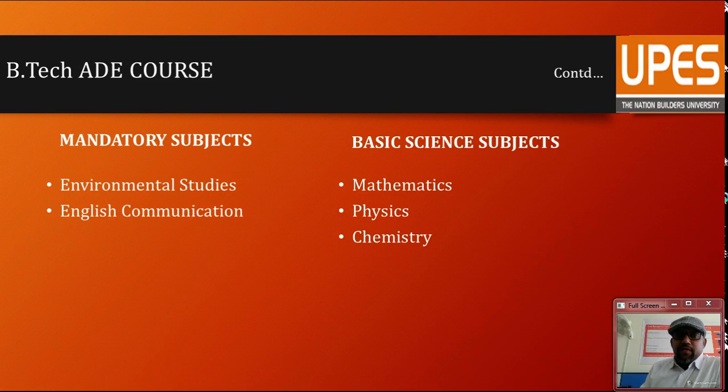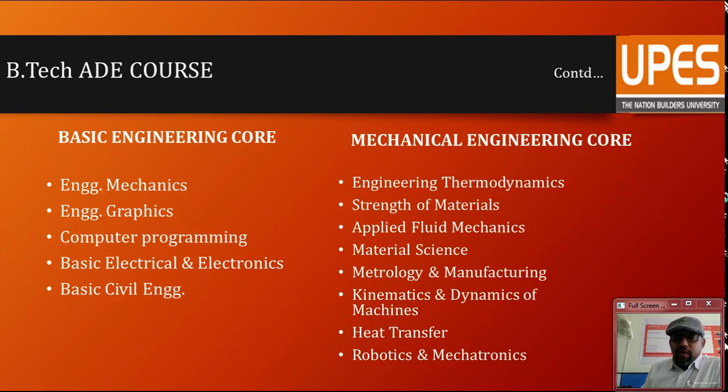The mandatory subjects, as per UGC norms, are environmental studies and English communication. This is very important to understand. And basic science like mathematics, physics, and chemistry. Basic engineering core is engineering graphics, mechanics, computer programming, basic electrical and electronics, basic civil engineering. Mechanical engineering core includes engineering thermodynamics, strength of materials, applied fluid mechanics, material science, metrology, manufacturing, kinematics and dynamics of machines, heat transfer, and robotics and mechatronics.